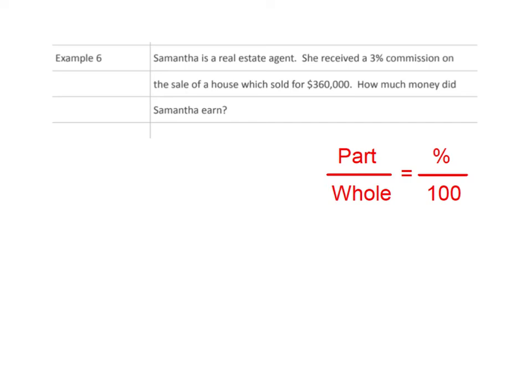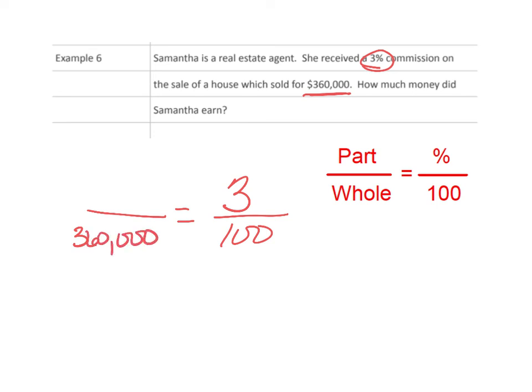Here's one where we're dealing with the selling of a house. So the number is going to be a little bit bigger. She receives 3% commission on the sale of a house. So she gets 3%. Again, really small number, but it's going to be bigger because the house sold for $360,000. That's a lot of money. How much did Samantha earn?